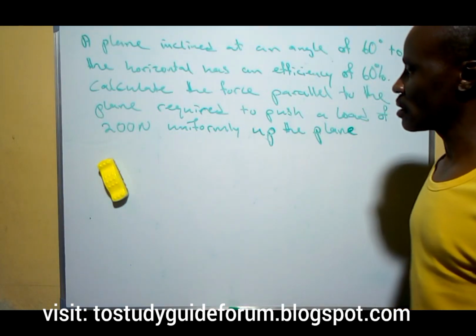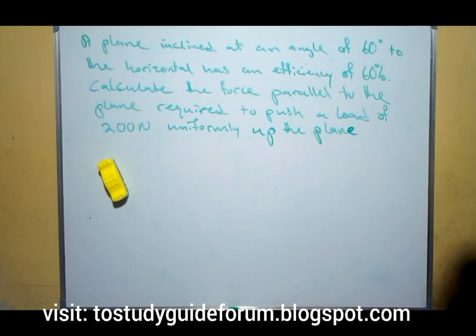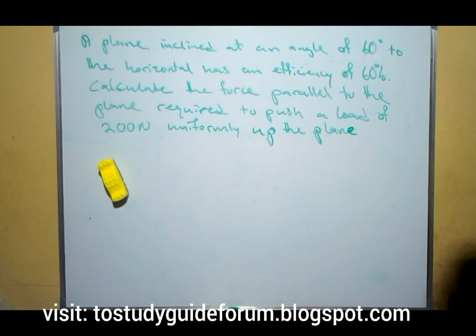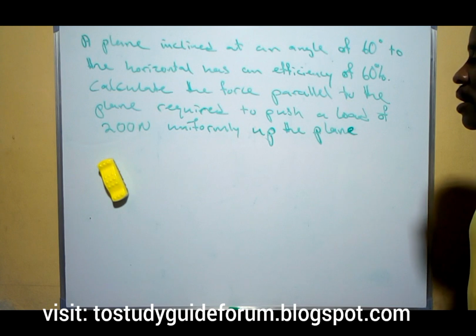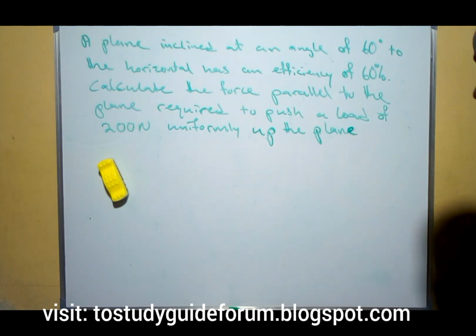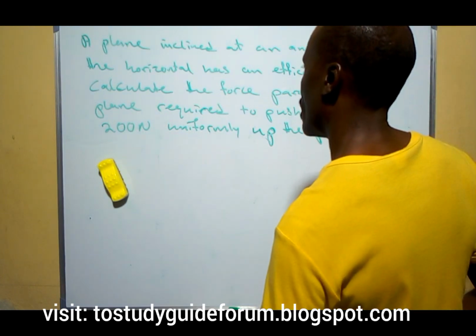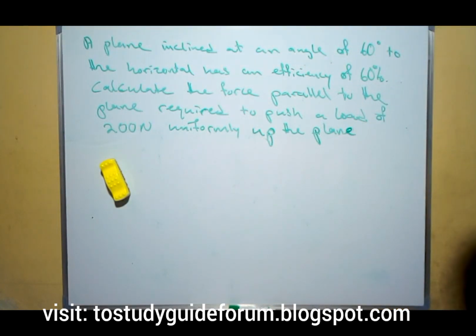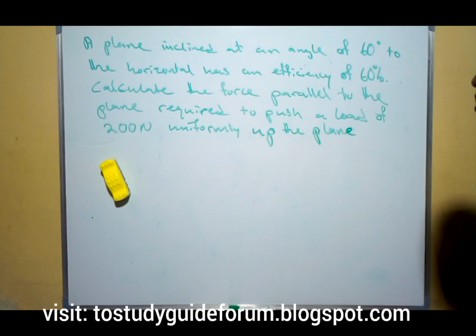Today we're going to look at how to calculate the effort when you are given the efficiency of a machine. So in this case, we have a question. It says that a plane inclined at an angle of 60 degrees to the horizon has an efficiency of 60%. Calculate the force parallel to the plane required to push a load of 200 Newton uniformly up the plane.